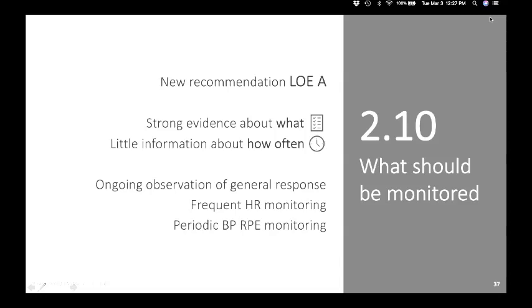But certainly as clinicians, we would be observing general responses to exercise throughout the session, and then also frequent monitoring of heart rate, whether that's through a heart rate monitor or through pulse rates, and periodic blood pressure and RPE monitoring. Typically what we might do is monitor blood pressure a little bit more frequently when someone's embarking on a new program, maybe every 5 minutes if that's possible. But once you know that blood pressure is fairly stable and responding appropriately, you might not need to continue to monitor with that frequency as they continue training with you.